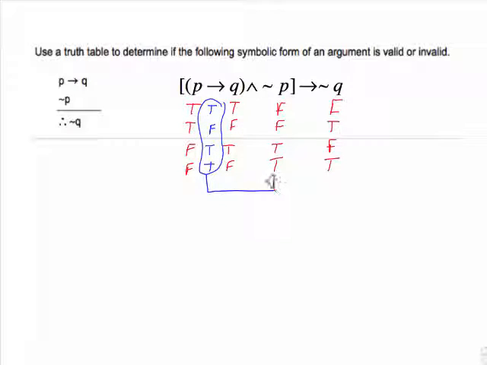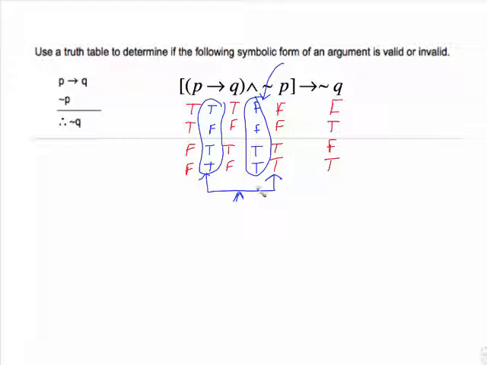I need to put that together with this using and. So the only time an and statement is true is if both simple statements are true. So true and true is true. True and true is true. These other guys are false. That is my answer for that whole bracket part.